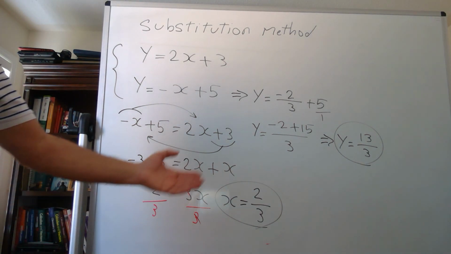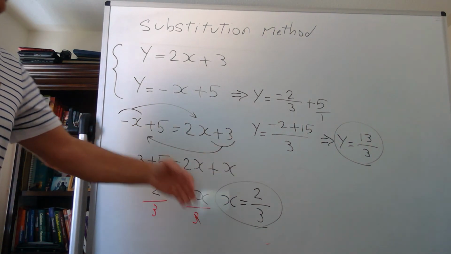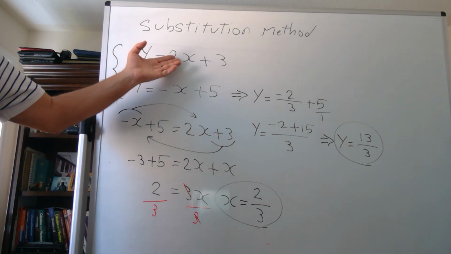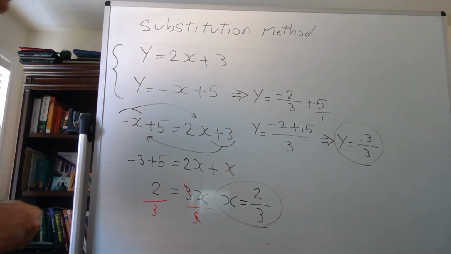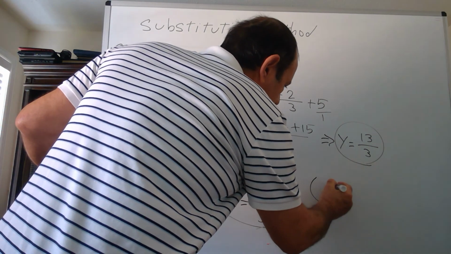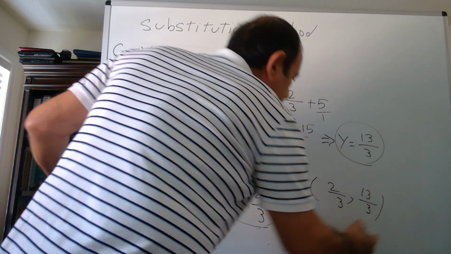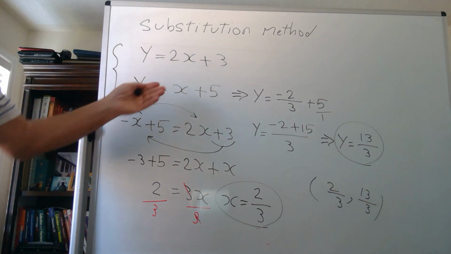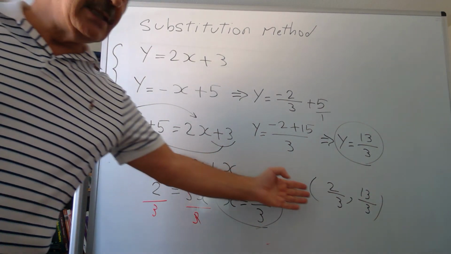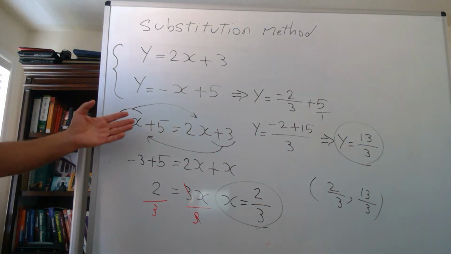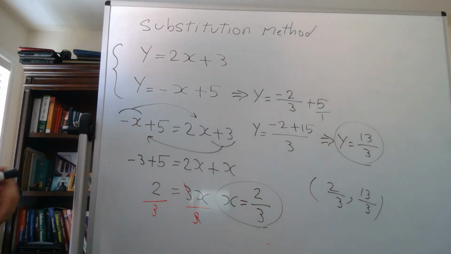How can we check that our calculation is right? If instead of x we substitute 2 over 3, and instead of y we substitute 13 over 3, they should work in both equations. And we can write the answer is 2 over 3 and 13 over 3. It means if we graph these two lines, they're going to intersect each other at this point. That's it. This is for the substitution method. In another video, I'm going to teach about the addition subtraction method, or elimination method.